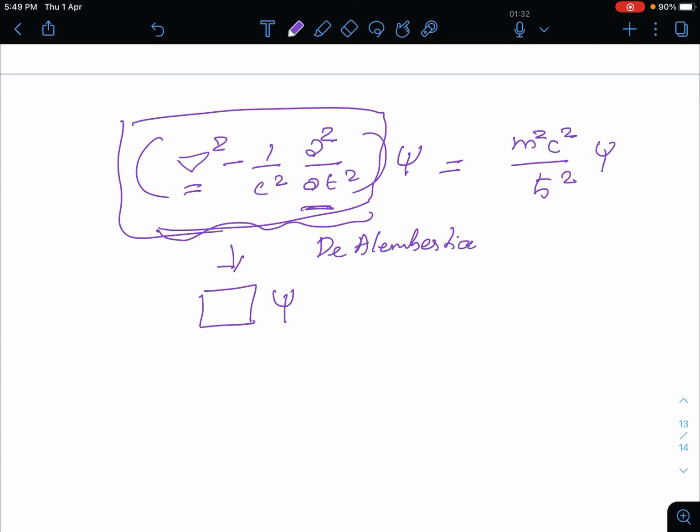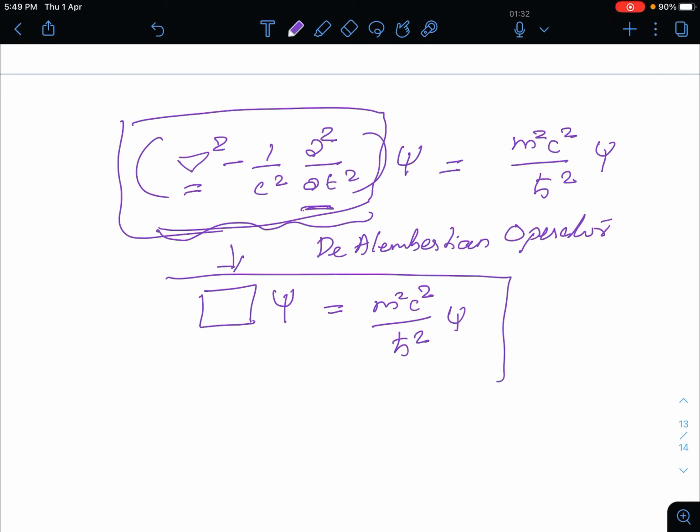D'Alembert operator. So D'Alembert psi is equal to m square c square by h cross square psi, where D'Alembert square is equal to del square minus 1 by c square dou square by dou t square. Okay, so this is called the Klein-Gordon equation, or it's also called the Schrodinger's relativistic equation.